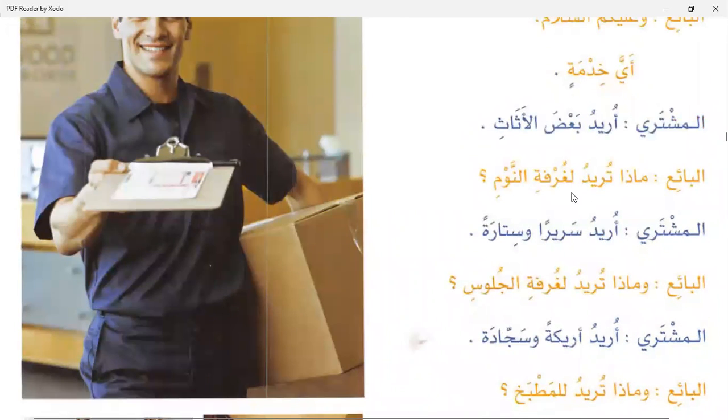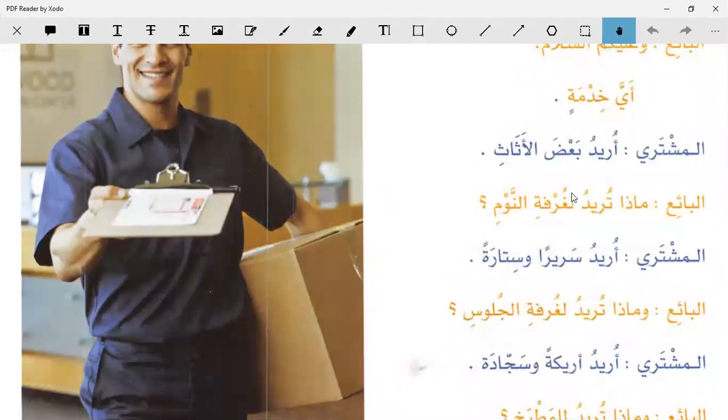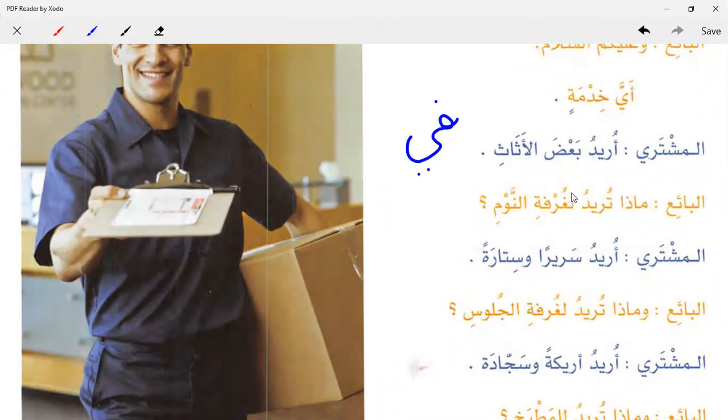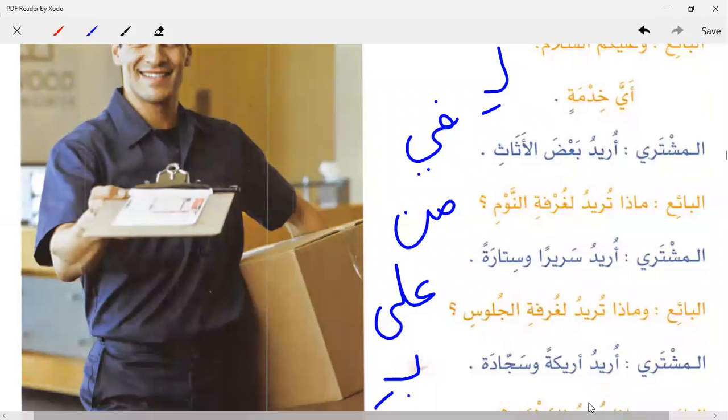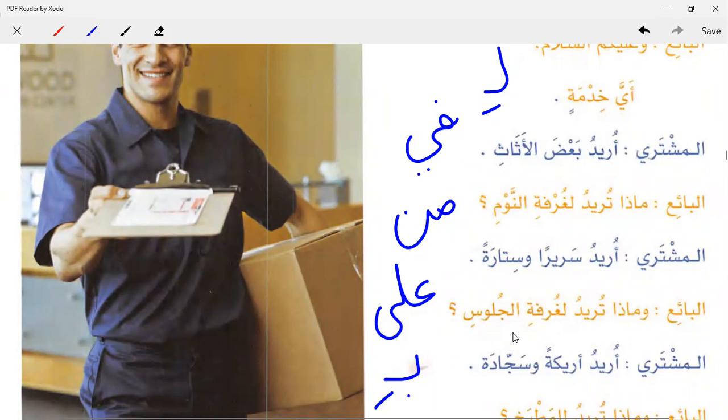So far we have studied many prepositions like fi, min, ala, bi. Now you will study one more preposition, which is li. Lam kasra li. Wamaza turidu li ghurfatil julus. What do you want for the living room? This preposition also gives kasra to the next word. Turidu, you want. And what do you want for the living room?